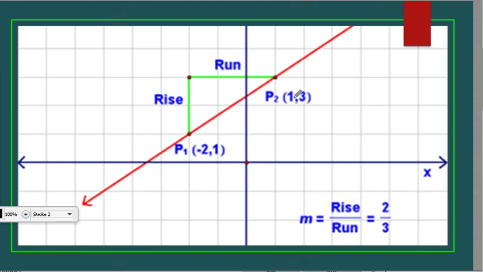So here we have a line graphed. Okay, you can see that this line passes through the point (-2, 1), and it also passes through the point (1, 3). So if we want to find the slope of a line by graphing and counting, we need to pick 2 points that are on the line. So that's our first step, is to pick 2 points.